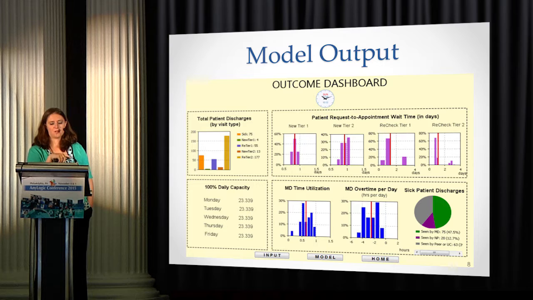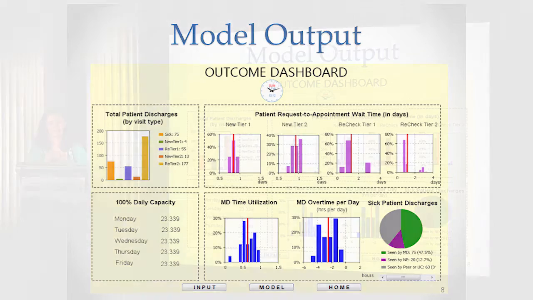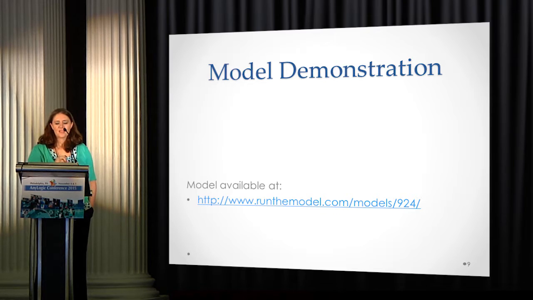And then the final, the pie graph on the bottom right tells us the mix of patients, of how the sick patients were split up among the physician, the nurse practitioner, and then the peer or urgent care facilities. And so we'll look at some results later. So this is where I plan to run the model. And we're not going to do that. We're going to keep looking at screenshots.